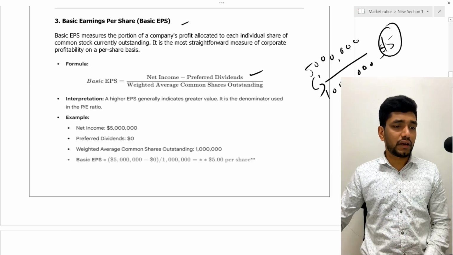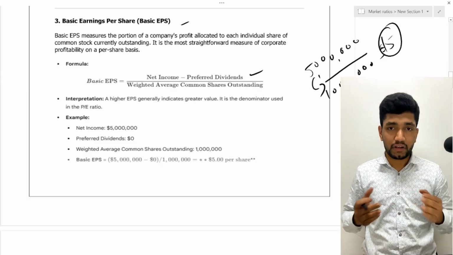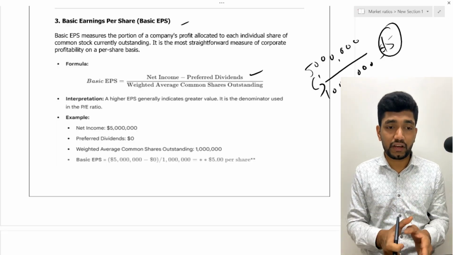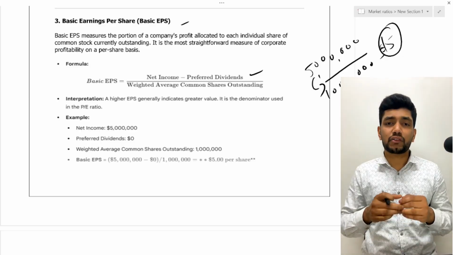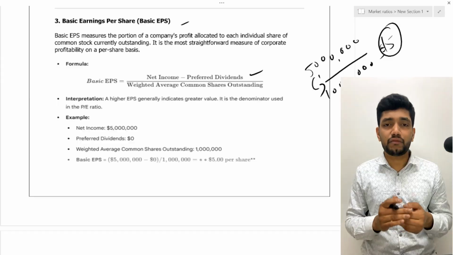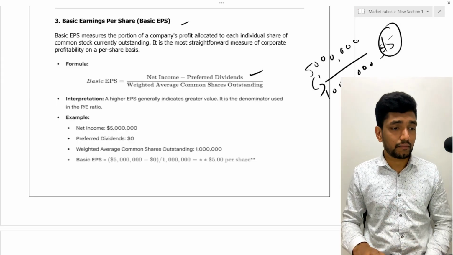So you can see the formula here: net income minus preferred dividend. Again, the preferred dividend has to be removed from the net income to see the basic earning per share, because normally we are considering earning per share only for common equity shareholders. Then we divide that by the weighted average common shares outstanding.